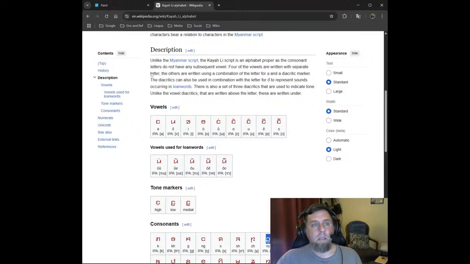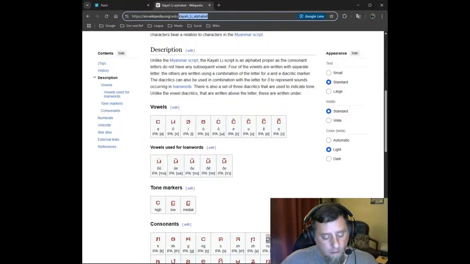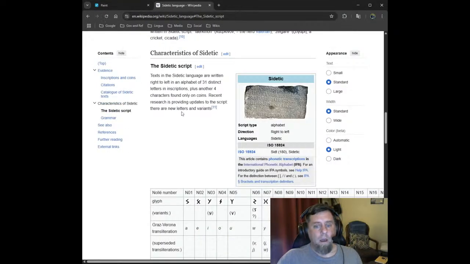There was one more I wanted to show. I think it's, yeah, the Sidetic. I don't know if this one is still used or not. All right. So it's an alphabet. It's read right to left. The Sidetic language has 31 distinct letters. It was found in inscriptions, plus another 4 characters found only on coins. Recent research is providing updates to the script. There are new letters and variants.